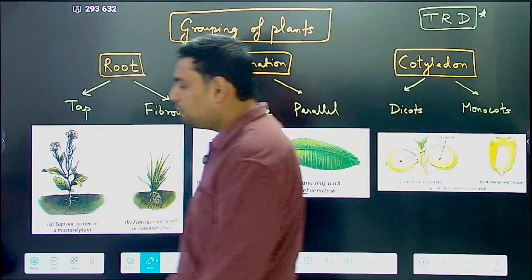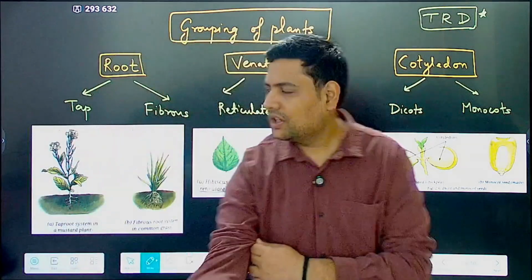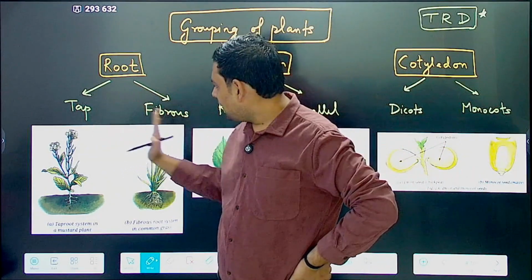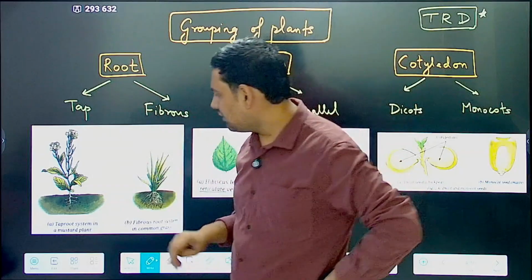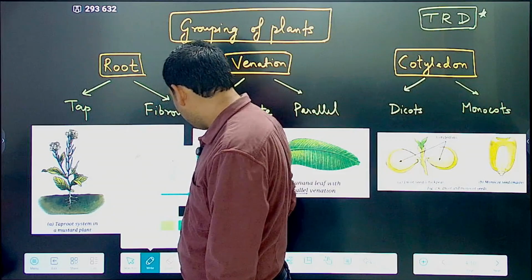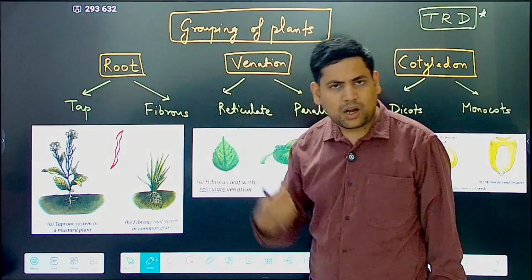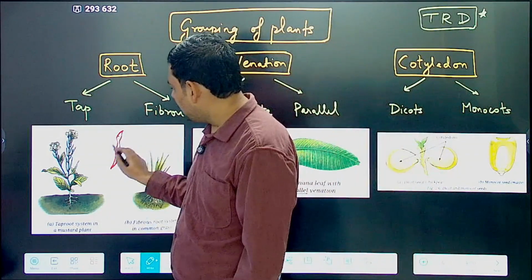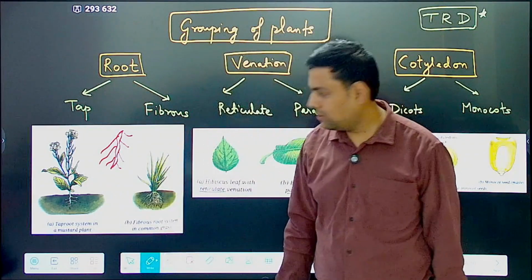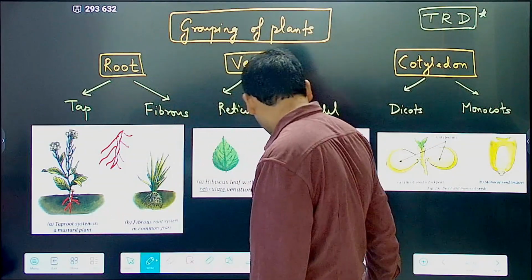Then next is grouping of plants. Now see, basically they talk about three things in a plant. First is root. As you can see, tap and fibrous. These are two kinds of roots. Now see here. If you see here, tap root goes like this. Basically, there is a middle part of the root, that is the main part, and from this you have branches like this. This is an example of tap root. As you can see here, there is a middle like this and then there are branches.